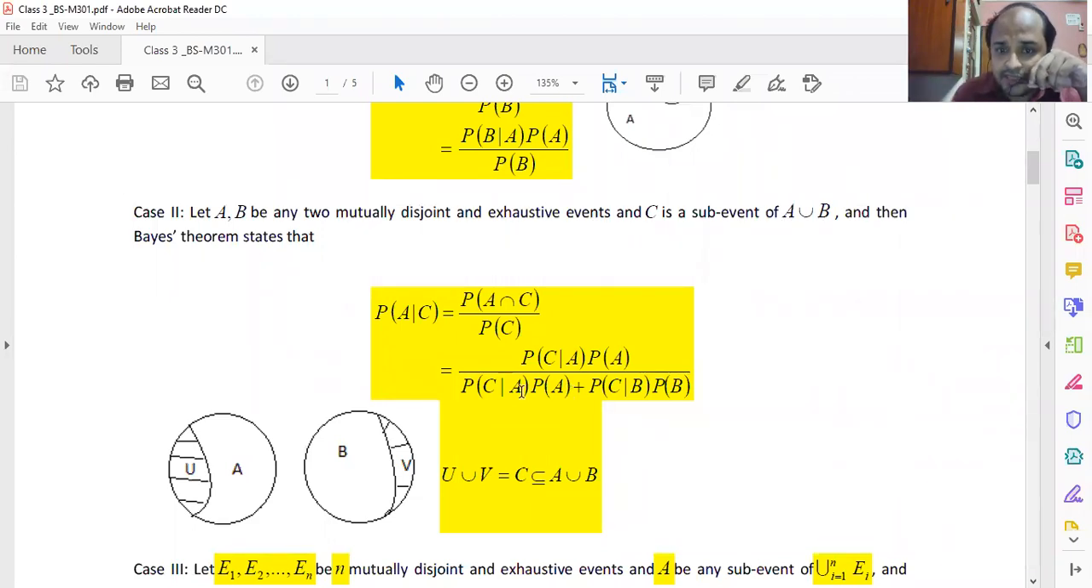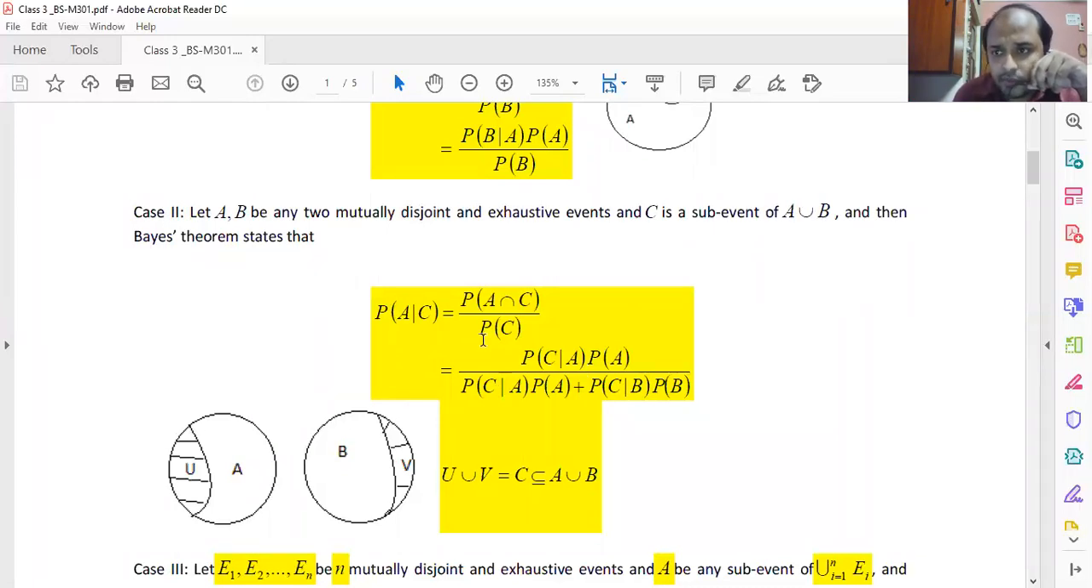Probability of C has two possibilities. One possibility is that C is dependent on A, another is that C is dependent on B. So I have broken it into two halves again. I have written in the denominator that probability of C can be written as the probability of C given that A has happened, into probability of A, plus the probability of C given that event B has happened, into probability of B. Because C is a sub-event of A union B and not only A and not only B. So this is a further generalization of case one, and that is another structure of Bayes theorem.